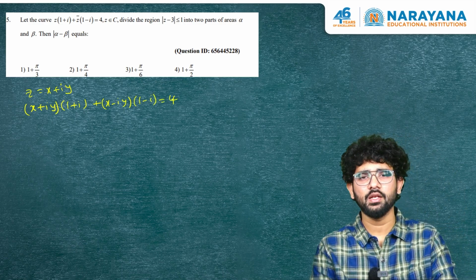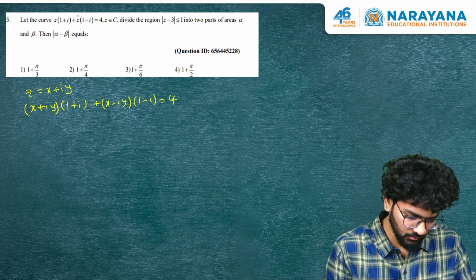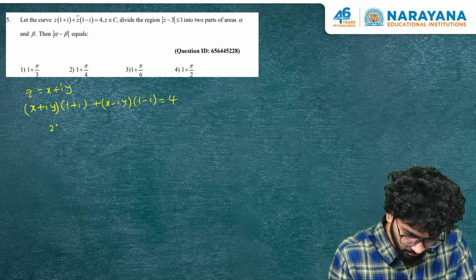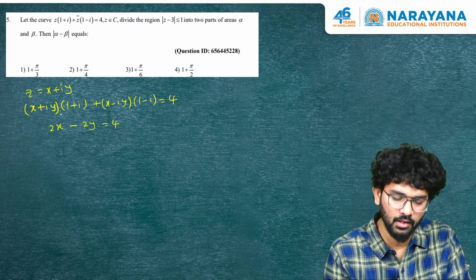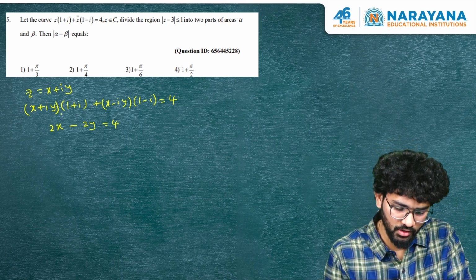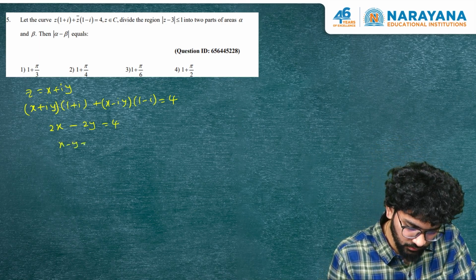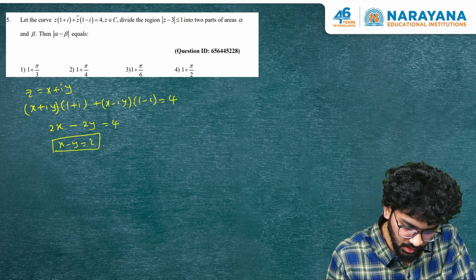Now if we compare the real parts and the imaginary parts, taking the real part, I will get 2x minus 2y is equal to 4. If we take the real part from both the brackets and equate it to 4, I am getting x minus y equal to 2. So the first equation represents a straight line.